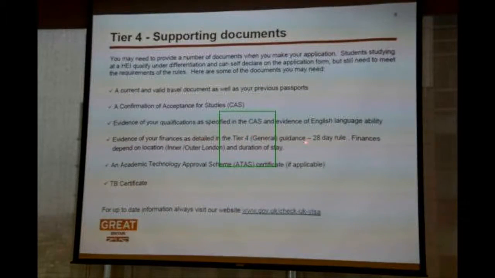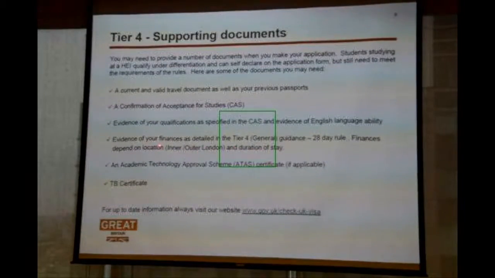Evidence of finances, as detailed in the Tier 4 guidance. Depending on whether you study inside or outside of London will depend on how much money you need. And also, depending on the duration of your study will depend on how much money you need. Now, obviously, there's lots of different case scenarios, so I can't go through all of them now. But if you have a look at the guidance, it very clearly states the amount of money. And you should always check the guidance to make sure that the amount of money has not changed, because occasionally, depending on the currency exchange rate, it will change. Okay?